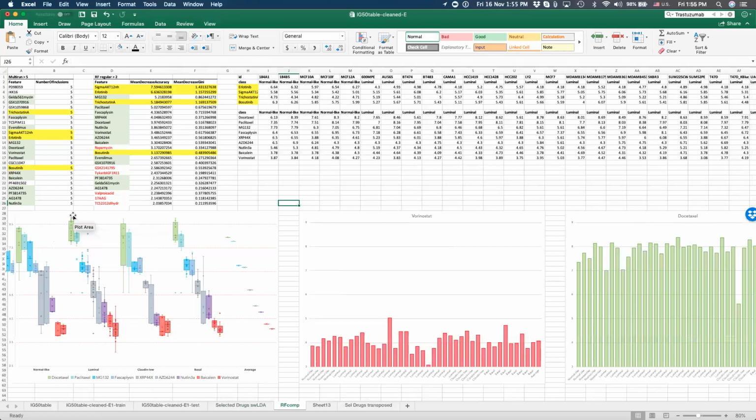So how do I find drugs that are similar by their IG50 profiles to this drug? Now I can do clustering. Now I can work on selecting similar things. So that's what we are trying to kind of plan out and try.